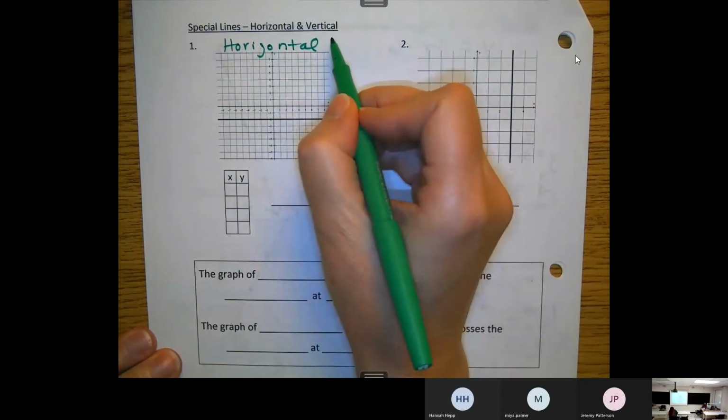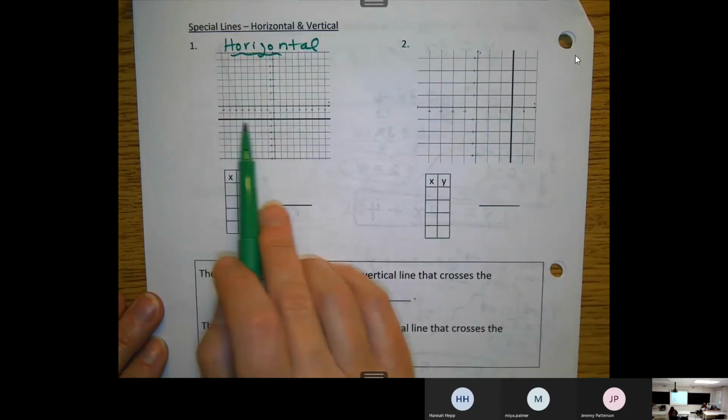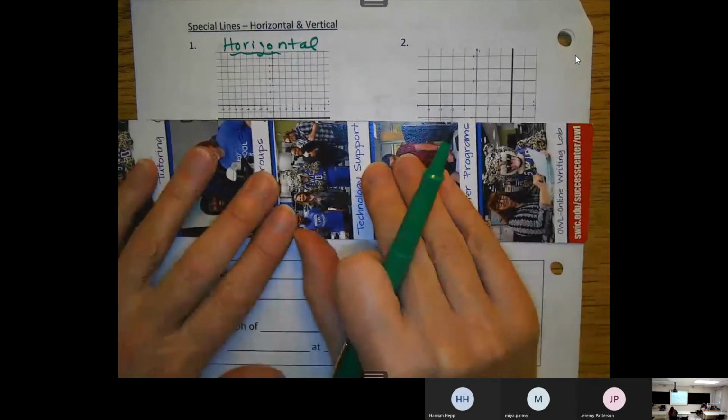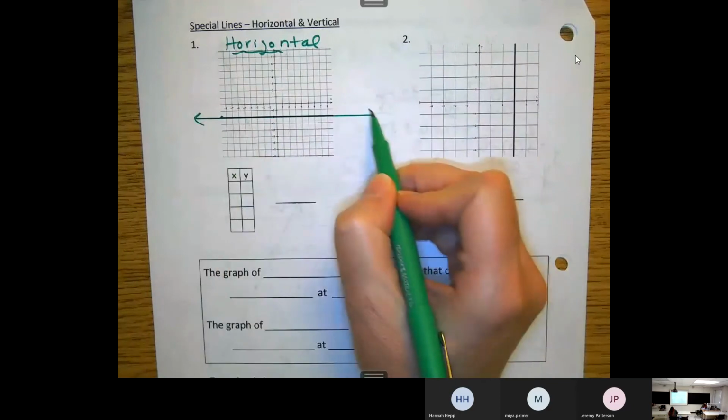Thinking of horizon, I think that equals something. Yeah, sunset. I've heard that before. That's a good one. Because this line looks kind of like the horizon, we can remember that's the horizontal. And remember that line, even though it looks like it stops, it actually keeps going to the left forever and to the right forever.